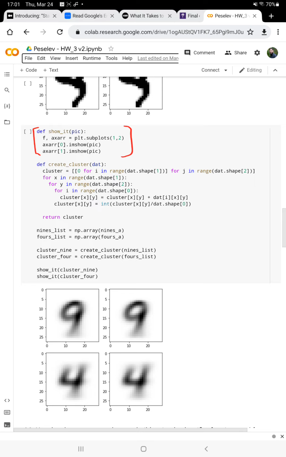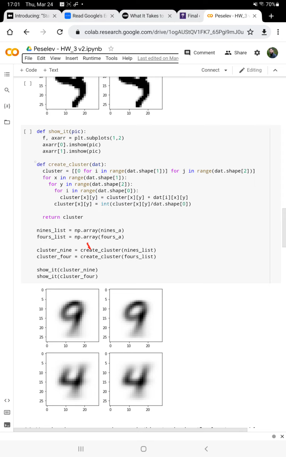Then I took all the 9s that I know are 9s. I also took all the 4s. I know for a fact that this is 4. And then I converted the list into a NumPy array because I will be using a certain functionality of NumPy, but you don't have to use it.